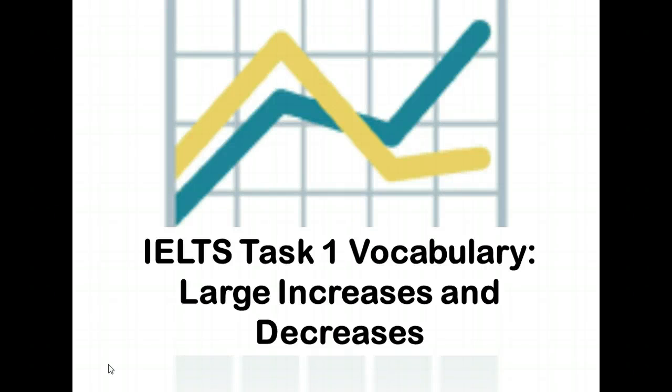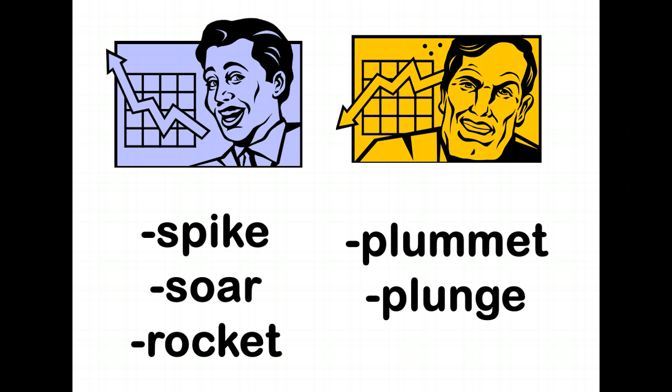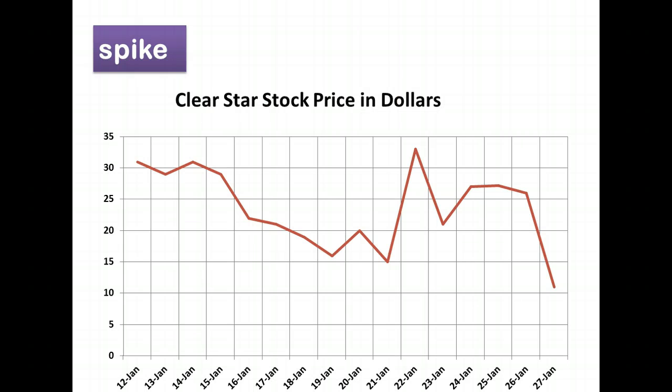In this video, we are going to look at some words that you can use to describe large or dramatic increases and decreases in charts and graphs for writing task 1 of the IELTS exam. To describe large increases, we're going to look at spike, soar, and rocket. And to describe large decreases, we're going to look at plummet and plunge. So let's start with large increases.